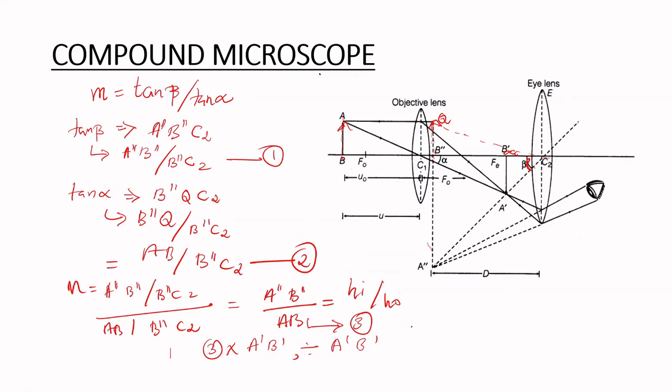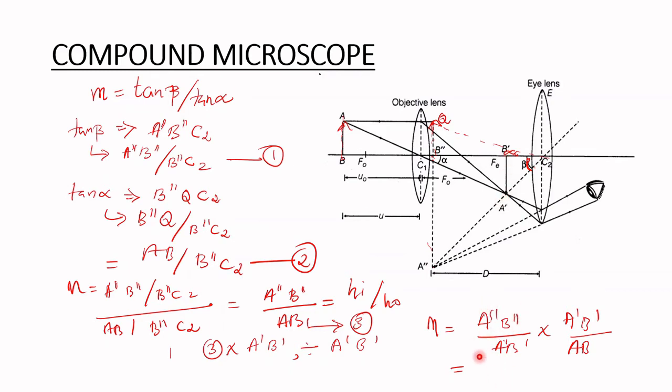So what we get? M is equal to A double dash B double dash by AB, sorry, A dash B dash into A dash B dash divided by AB. Now we look at it. What is this A double dash B double dash by A dash B dash? A double dash B double dash is the final image formed. Its respective object is A dash B dash.